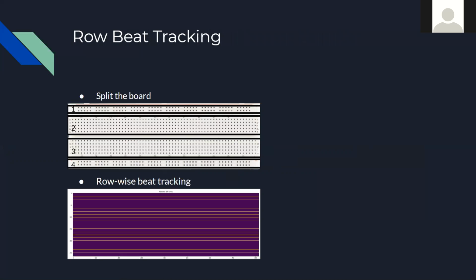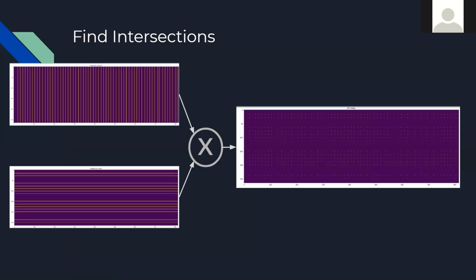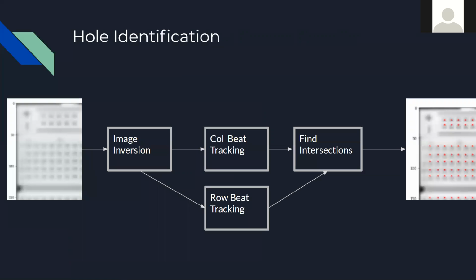The same algorithm is then applied to the rows, but because of power rail markings and strange spacing between sections, the board was split into four sections and the beat tracking algorithm was individually run on each section. The output is shown below. To find hole locations, we simply take the intersections of the rows and columns, as shown on the right. These intersections are then overlaid on the grayscale image to show hole onset locations, as shown on the right.